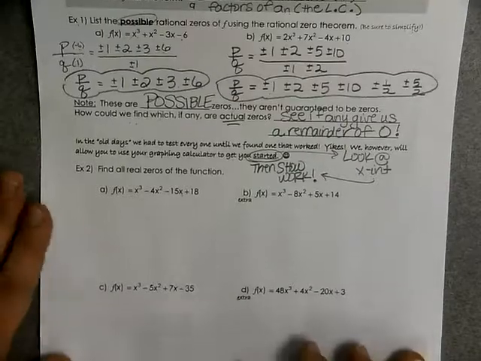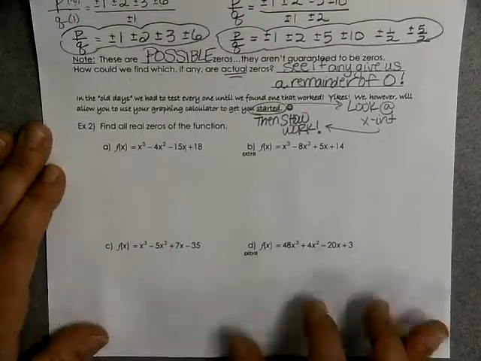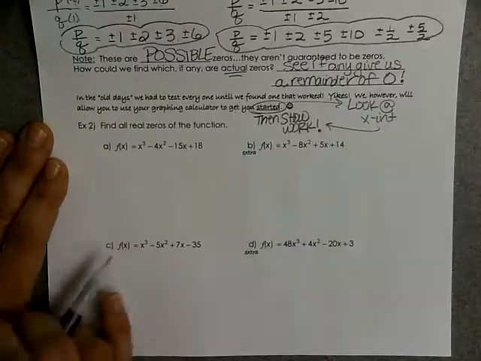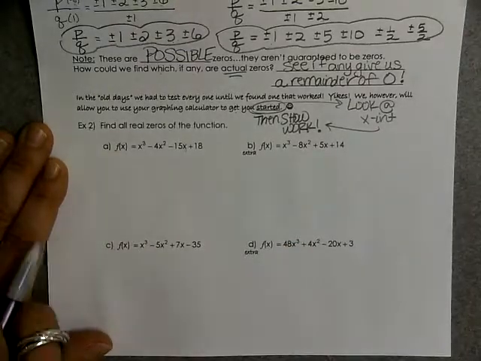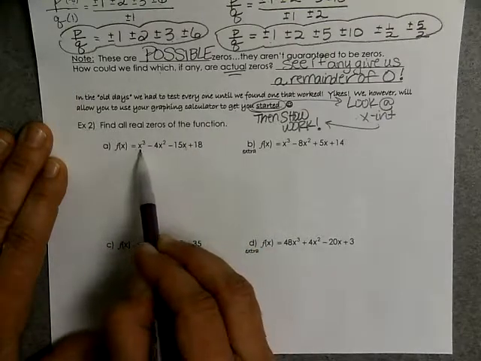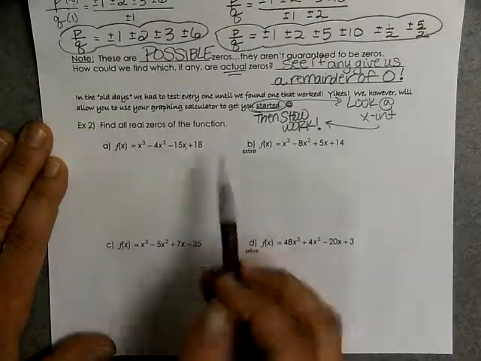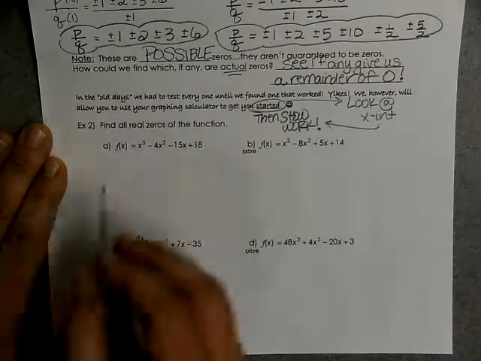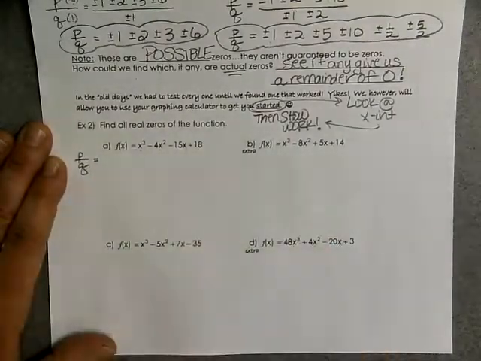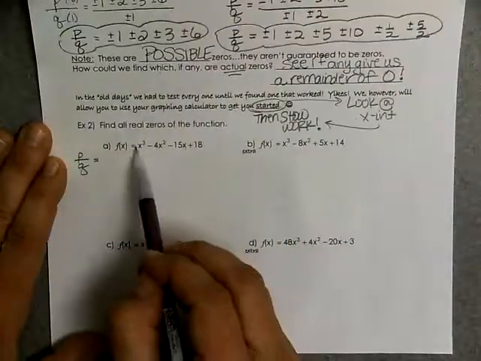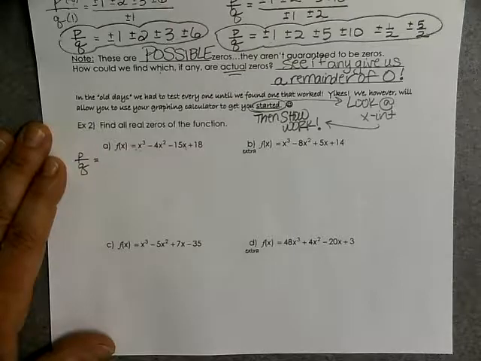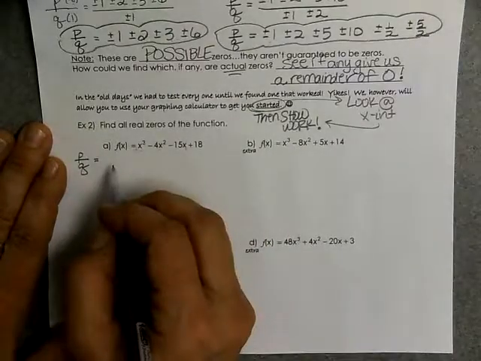So here's how appropriate work would look for these problems. In example 2a, this asks us to find all real zeros of the function. And so we have a function, f of x equals x cubed minus 4x squared minus 15x plus 18. Let's just pretend we don't know where to start. We want to find all the real zeros of the function. Notice if you tried to group, it wouldn't work because you wouldn't have that repeated factor. So this is where we would use this method.